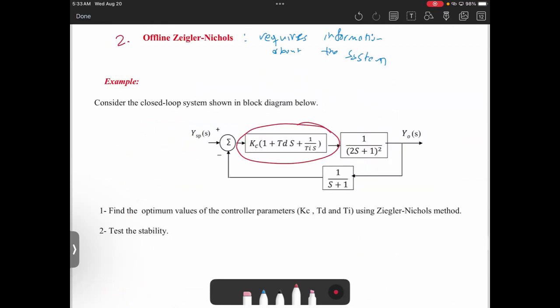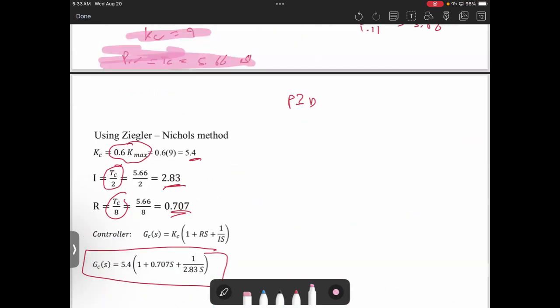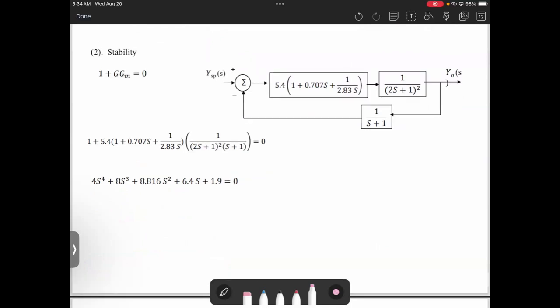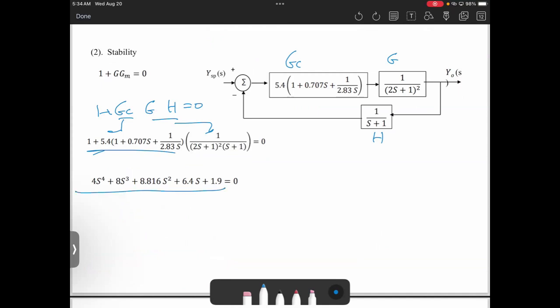The next thing, don't forget the next step, which is to test the stability with the new controller. We already did the stability here, but now with the controller, let's check. To test the stability, here is the new controller. Then do the characteristic equation. This one times this one times this one. 1 plus G controller, G feedback, or I would say this is H. So we can say 1 plus G controller, G and H equals 0. Substitute them. This is G controller. This is GH. Okay? Equals 0.